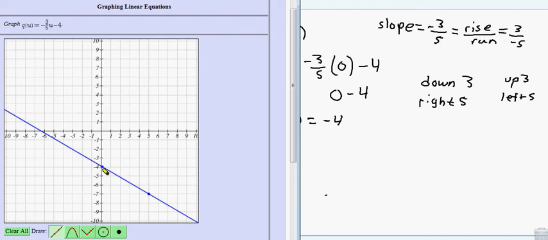But just to recap, I started at (0, -4). I moved down 1, 2, 3. Since the rise was -3, the run is +5: 1, 2, 3, 4, 5. I could have, instead of going down 3, right 5, gone up 3, left 5. So if I do that, it would have moved from this point (0, -4) up 3, 1, 2, 3, and to the left 5, 1, 2, 3, 4, 5. So in this particular video, it comes pretty close.